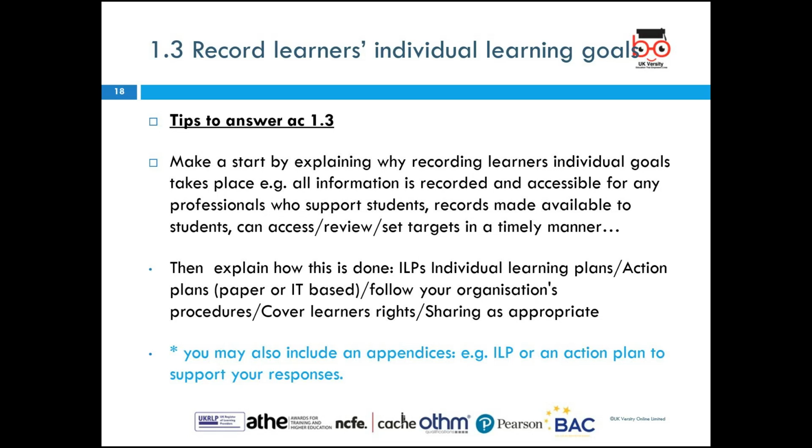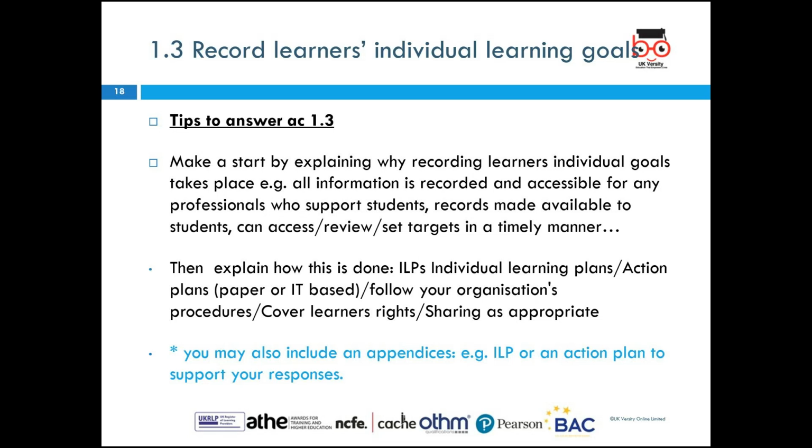So the tips to answer this. Just start by explaining why you record individual learner goals. So why does this take place? For example, you record them so that all information is recorded and accessible for any professional, so any person who wants to support the students. You're going to make sure that records are made available to students so that they can access them, review them, set targets in a timely manner so that they can actually work on their targets as well and make sure that they're following the actions that you've set for them. So just a few points, a paragraph on that.